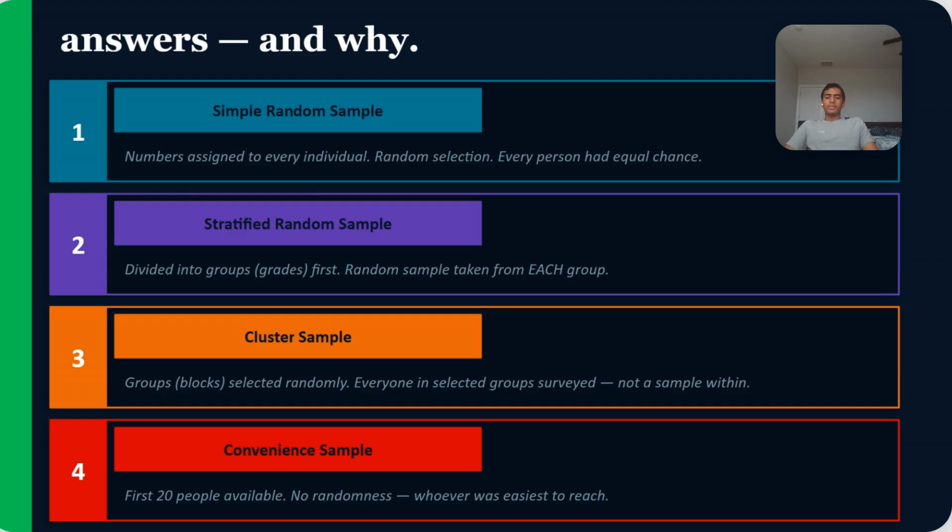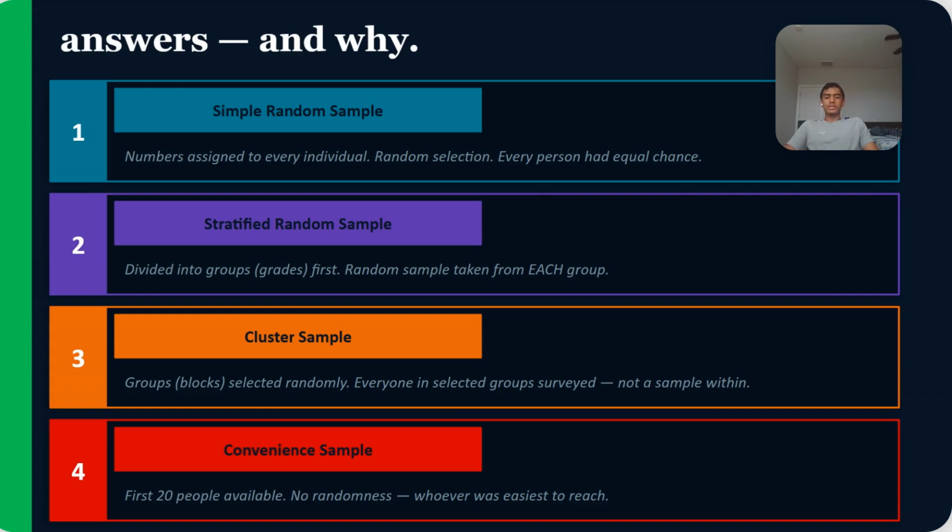Okay. Number one, simple random sample. Numbers assigned to every individual. Random selection, equal chance. That is the definition. Number two, stratified. Divided into grades first. Random sample from each grade. All groups represented. Number three, cluster. City blocks are the clusters. Randomly selected. Then everyone on those blocks surveyed. Entire groups, not sampling within.